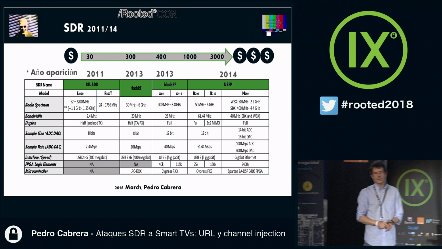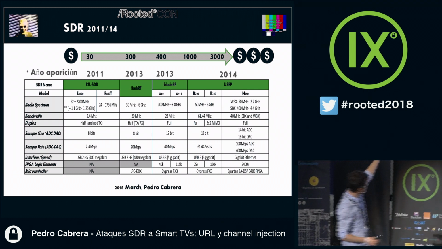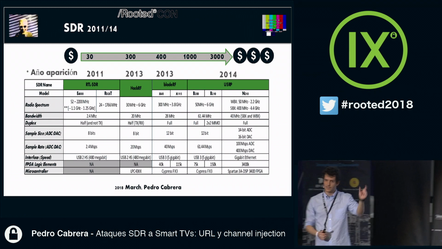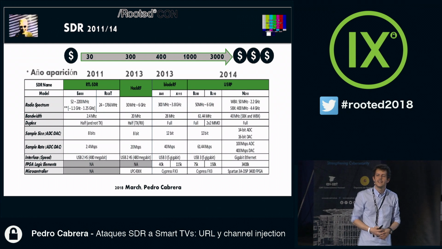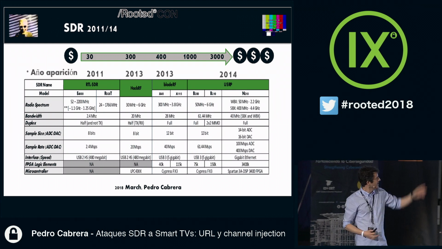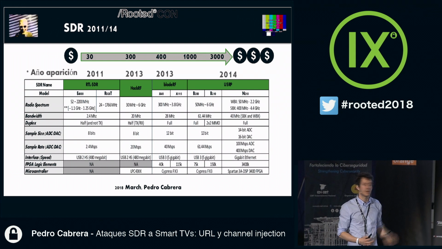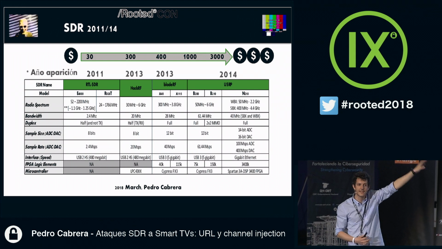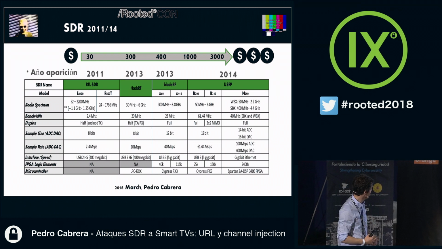I just want to tell you a bit more about the evolution of the SDR boards, which weren't really boards, but it started in 2011, and the first ones were the HackRF and the USRP, which are the ones that Rafael was using at the beginning. They're very expensive. You have the price there and chronologically how they have evolved.